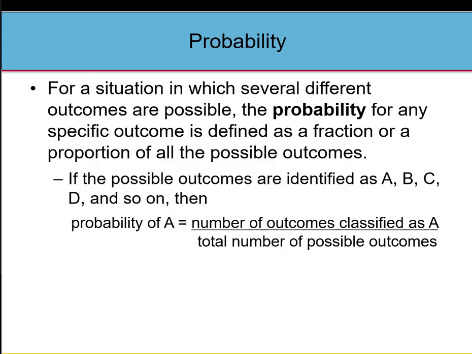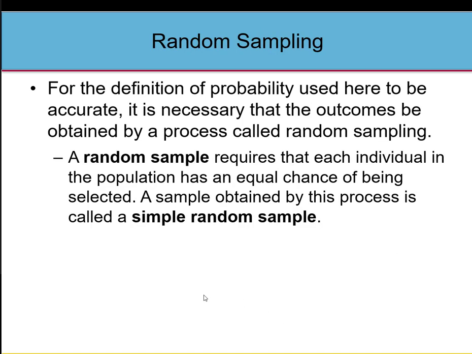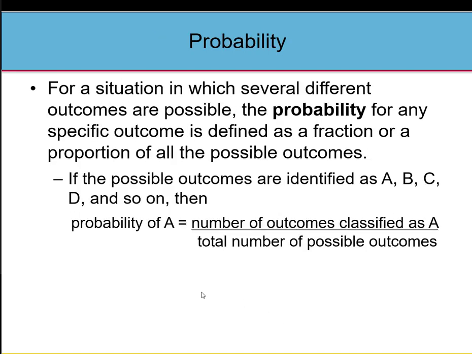For a situation in which several different outcomes are possible, the probability for any specific outcome is defined as a fraction or proportion of all the possible outcomes. So if all the possible outcomes are identified as A, B, C, and D, the probability of A is the number of outcomes classified as A over the total number of possible outcomes. Let me make that a little bit clearer. If I have a 6-sided die and I want to know the probability of throwing a 1, the only number of outcomes classified as possible is just 1 out of 6.